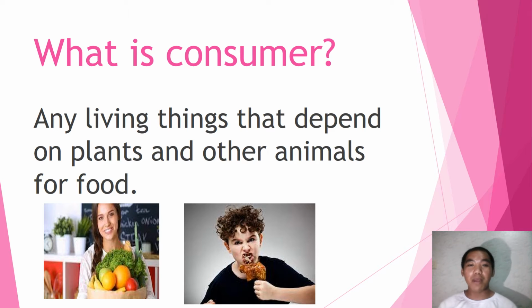By the way, what does it mean by consumer? When we say consumer, any living things that depend on plants and other animals for food. That means that all living things that eat plants or animals are considered consumers. For example, we human beings. As you can see in the slide, we have a girl eating vegetables and fruits and a boy eating chicken. They're considered consumers. Humans are considered consumers because we are eating animals and plants.